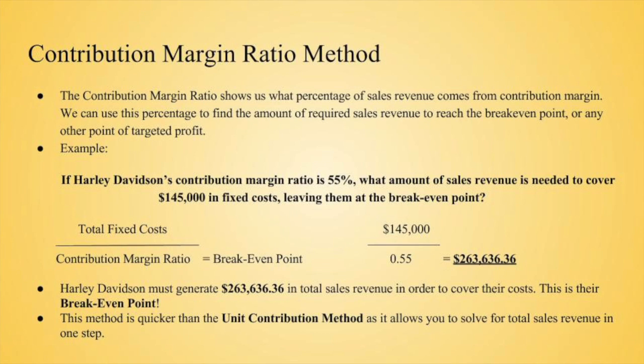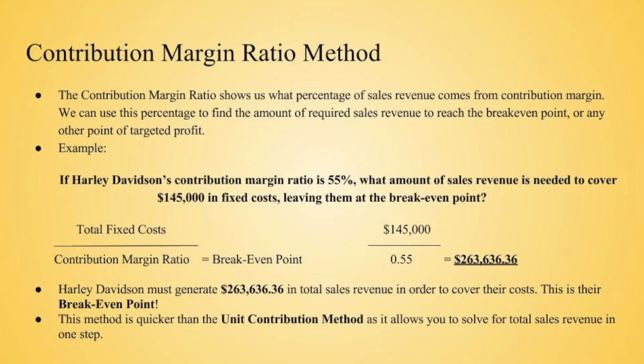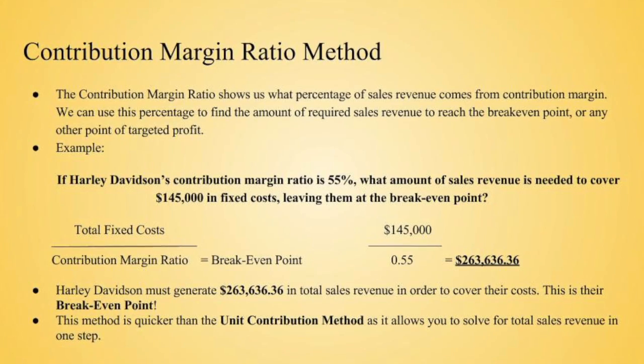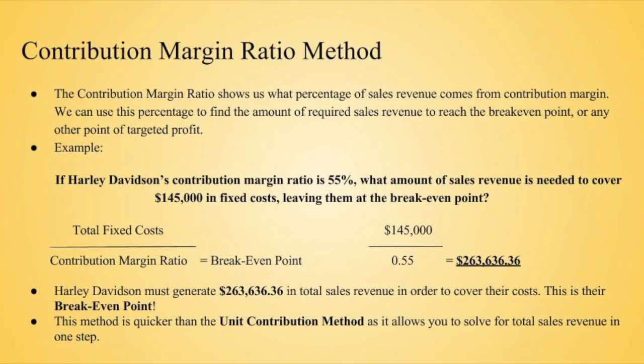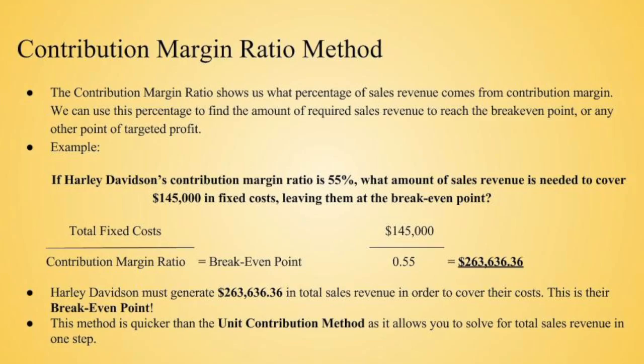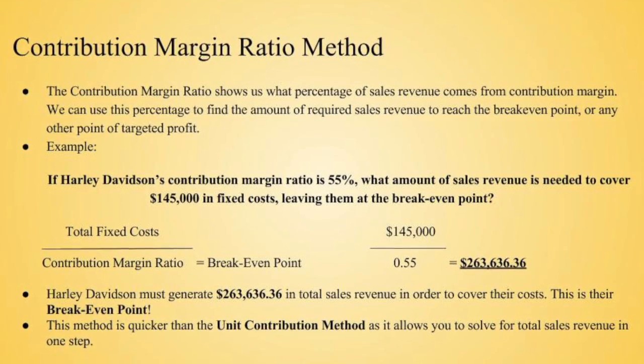Using the contribution margin ratio, which is the percentage of sales revenue which comes from the contribution margin, we can calculate the amount of required sales revenue to reach the break-even point. For example, if Harley-Davidson's contribution margin ratio is 55%, what amount of sales revenue is needed to cover $145,000 in fixed costs, leaving them at the break-even point?